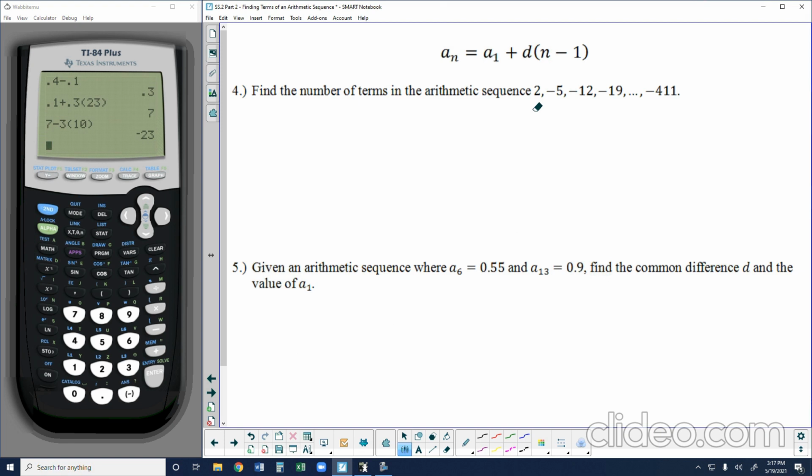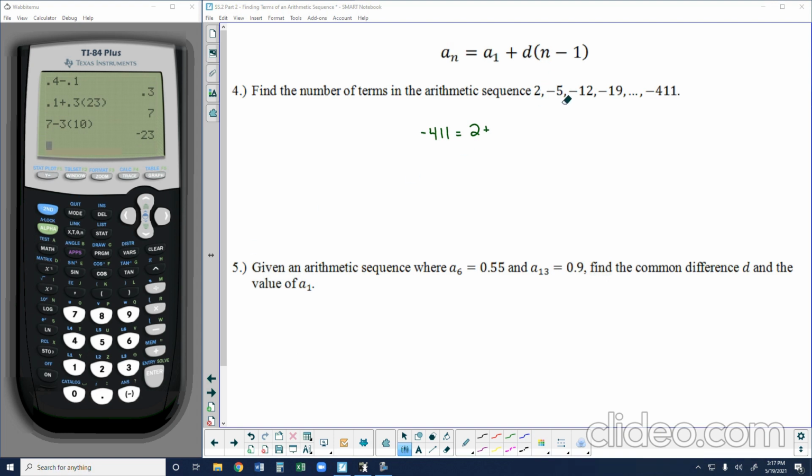Now, how we can do that is we can take the final term and substitute that in for a sub n. Now we don't know how many terms it takes us to get there, but we know the value of that term is going to be negative 411. We know the value of the first term is 2. And then we can find the difference here. You may see the difference is negative 7.